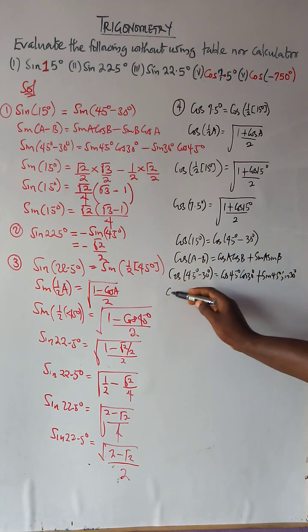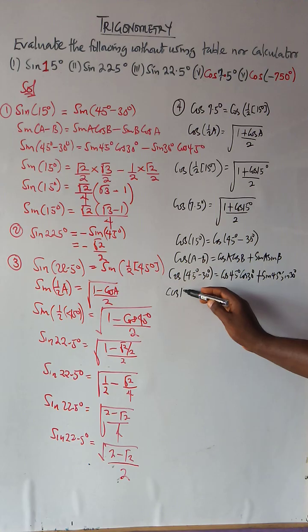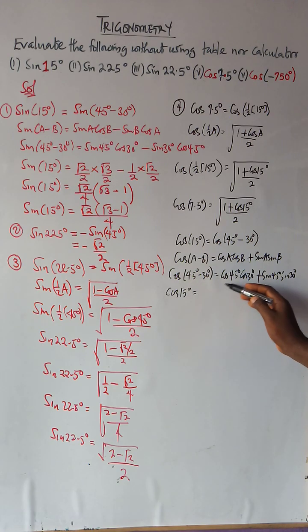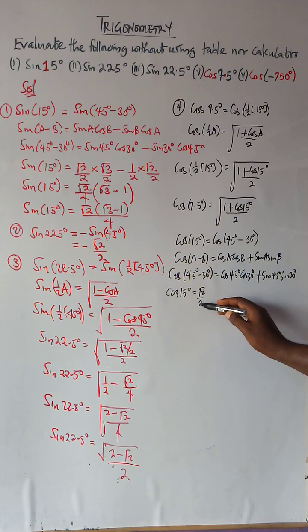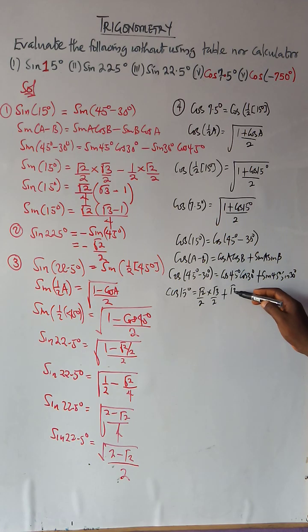Then from here, let's return it back. 45 minus 30 is 15. So cos 15 equals, what's cos 45? Root 2 over 2. Cos 30, root 3 over 2. Sin 45, root 2 over 2.